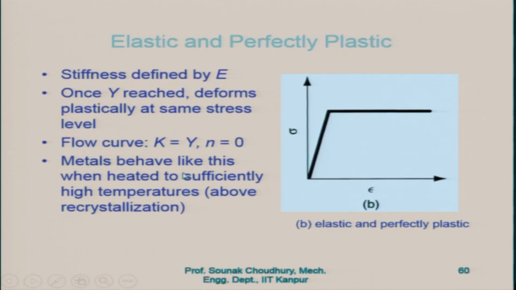Now, metals behave like this when heated to sufficiently high temperatures. When the metal is at sufficiently high temperature and then the stress is applied, the stress strain curve will be this way, that initially it will be elastic and then the plastic region starts without any stress being increased. So, the same stress level. That means the temperature of heating should be above the temperature of recrystallization, okay.